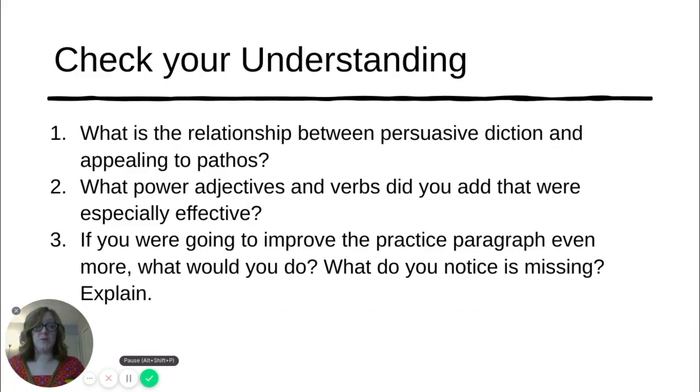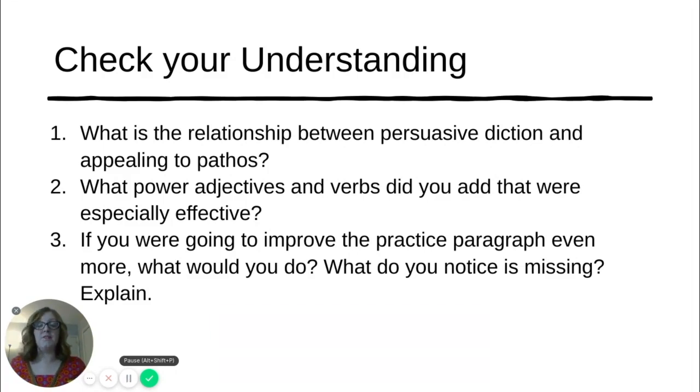Question number 2. What power adjectives and verbs did you add that were especially effective? Remember, your answers will vary from mine. Here, you could have any words that were found in the advertisements. For example, I used greedy. Greedy is a powerful adjective because it has the power to cause the audience to get angry with the oil companies for damaging the Arctic and taking away habitats for animals.